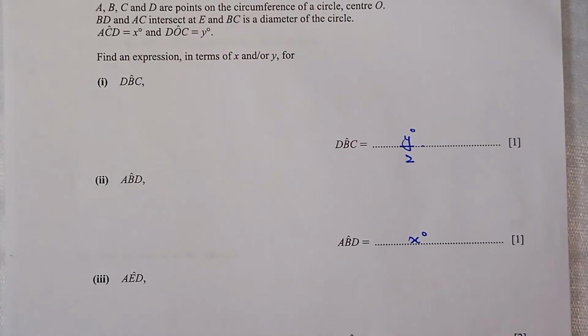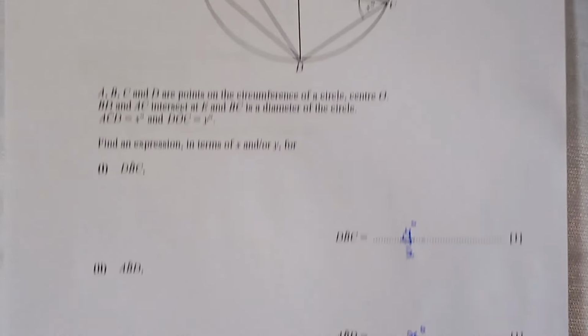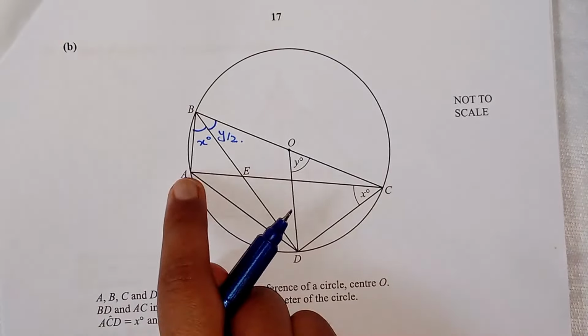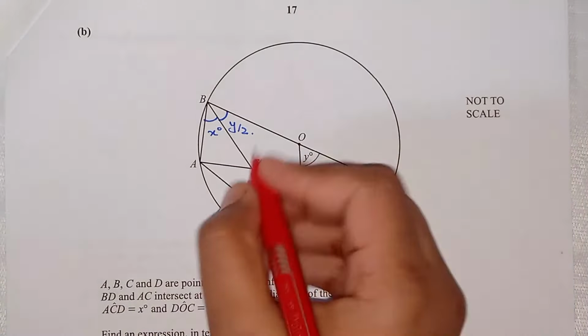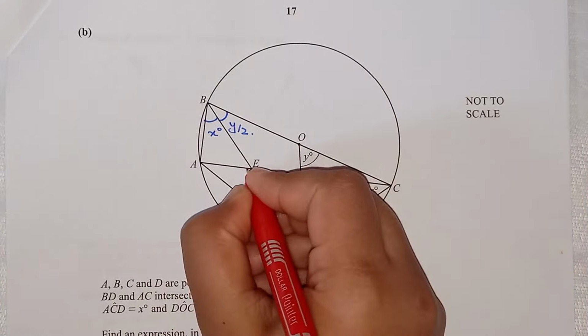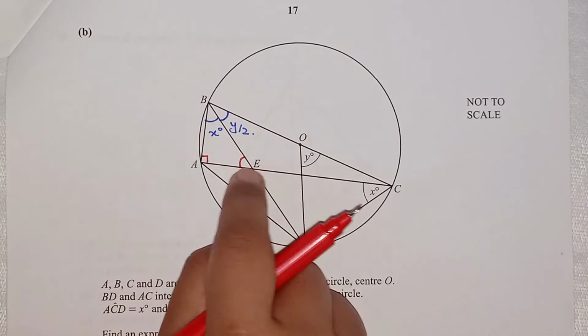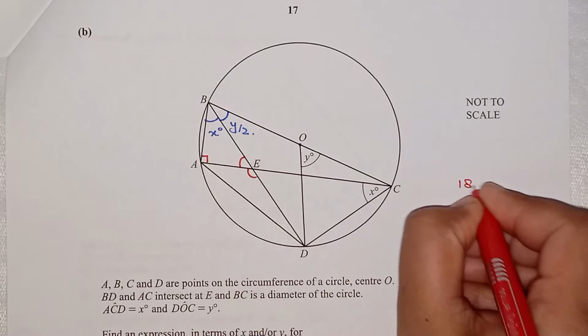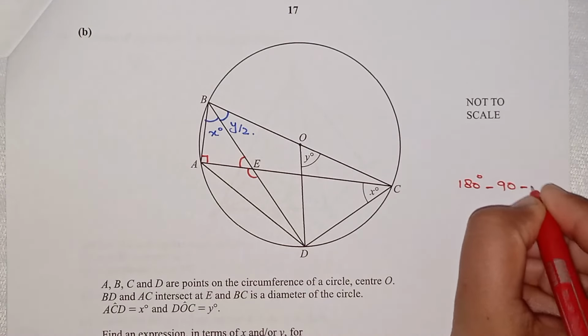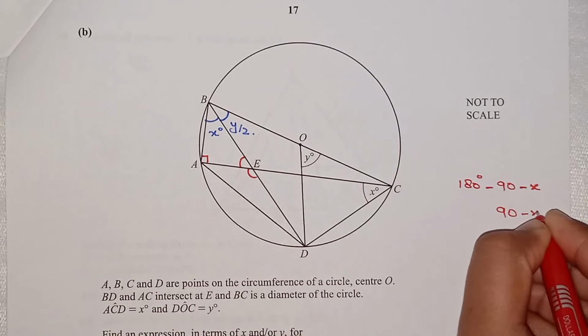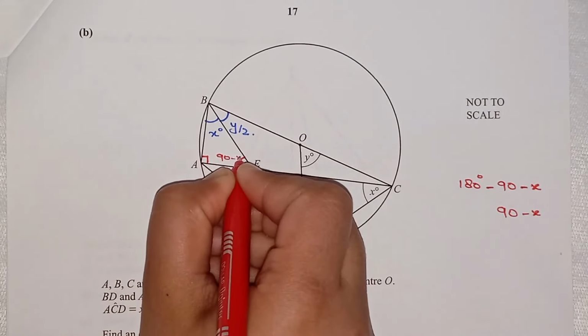Now for the third part, we need to find the angle AED. Okay, so AED, that angle we need to work on. If I consider the triangle ABE, so as we know, this angle is 90 degrees. Angle B is X. We can easily find this angle. A is 90, B is X degrees. We can find the angle E by doing 180 minus 90 minus X. So it would be 90 minus X. So this angle is 90 minus X, right?